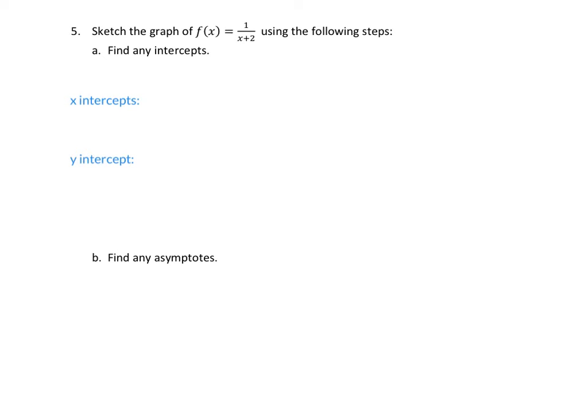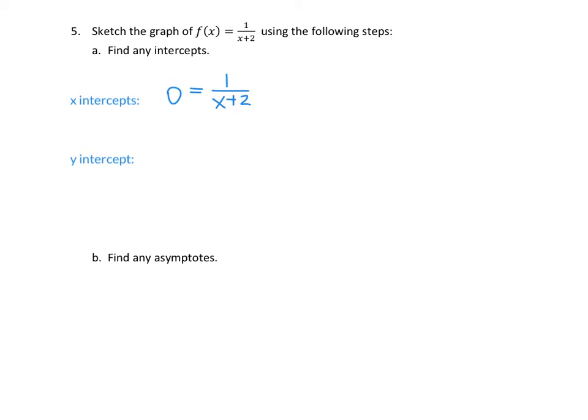Well, we've got about 7 different steps that we're going to go through to gain some information about this function before we graph it. And we're going to start with finding any intercepts. So with intercepts, we have both x-intercepts and a y-intercept. To find x-intercepts, we set our function value to 0. So we want to know, when is 1 over x plus 2 equal to 0?